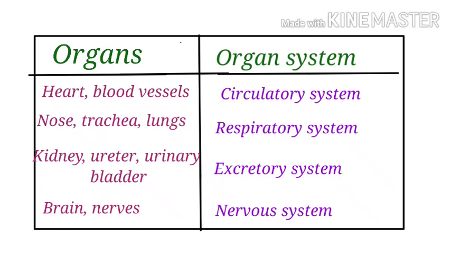Like this, check out the different systems in our body. It was there in your textbook. Try to complete this table. Heart and blood vessels are the organs which combine to form the circulatory system. Nose, trachea and lungs combine to form our respiratory system. Kidney, ureter and urinary bladder combine to form our excretory system. Brain and nerves combine to form our nervous system. So these are some of the different systems in our body.